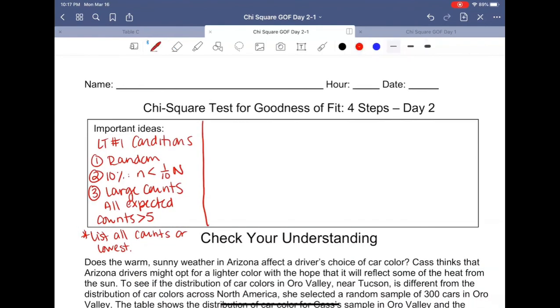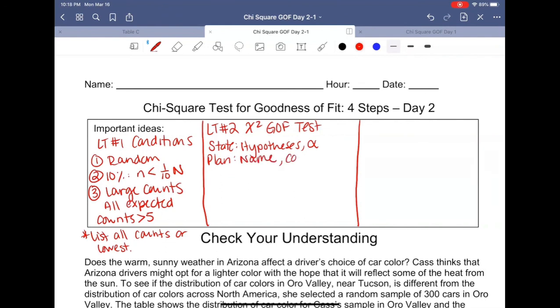And then our second learning target was about conducting a chi-squared goodness of fit test. So I'm going to put chi-squared GOF test. This means we're going to do our full 4-step process. So in the state portion, we have just our hypotheses and our alpha level. In the plan portion, we have the name, which is the chi-squared GOF, and then checking conditions.